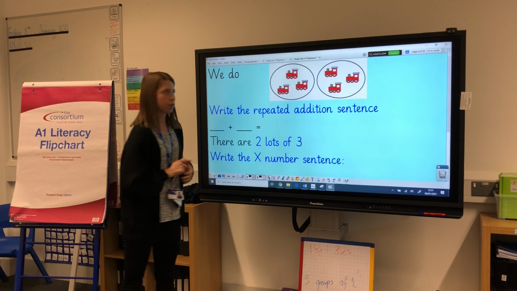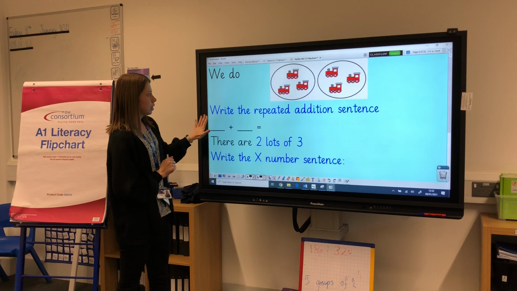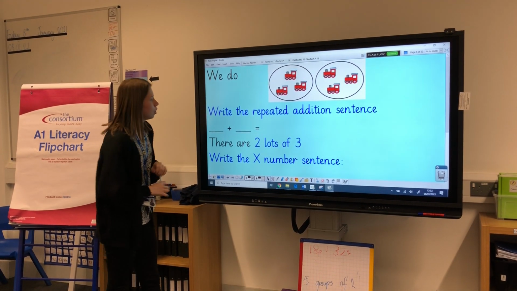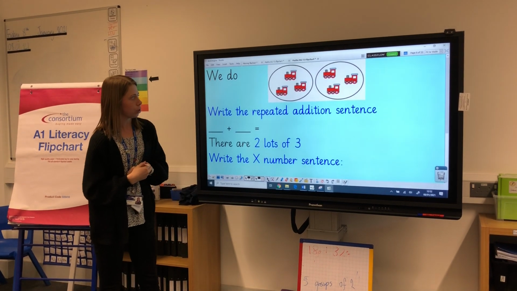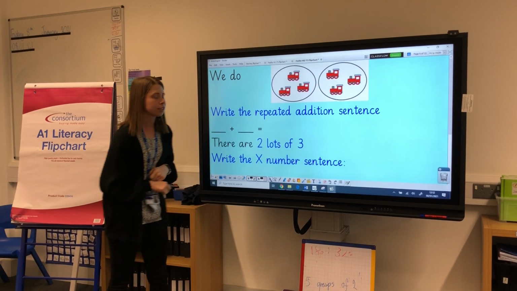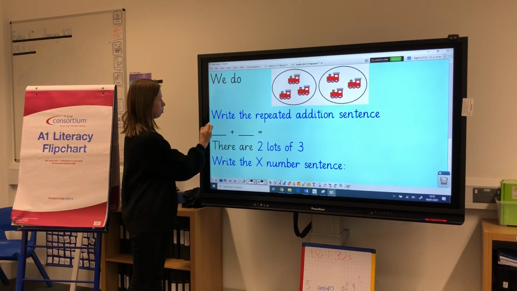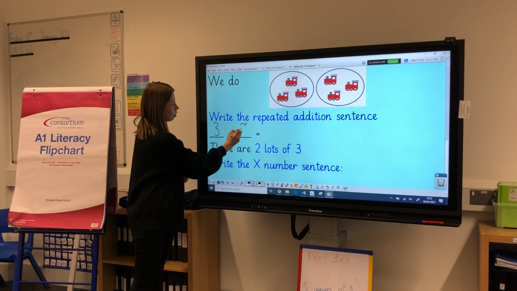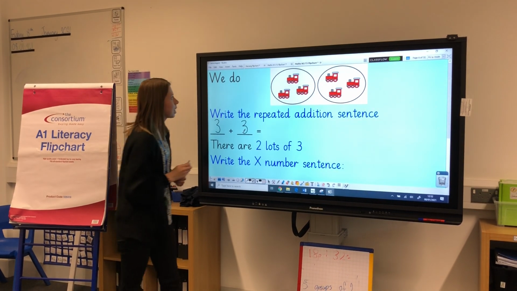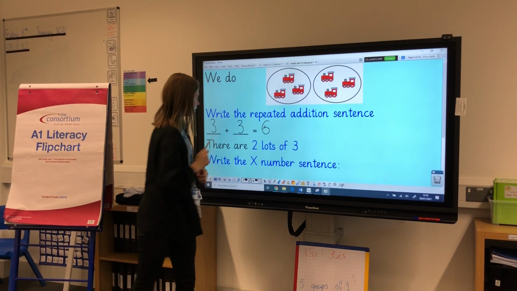Now up here we're going to do another one together. We've got some equal groups on the board, and we're going to write the repeated addition sentence together. If you want to get a piece of pen and paper, then you can. We have got 2 equal groups, and they have got 1, 2, 3, 1, 2, 3. They've got 3 trains in each group. So our repeated addition sentence would be 3 add 3. I'll give you a second to work out the answer. We're going to do it together. So we've got 1, 2, 3, 4, 5, 6. So we know the answer is 6.